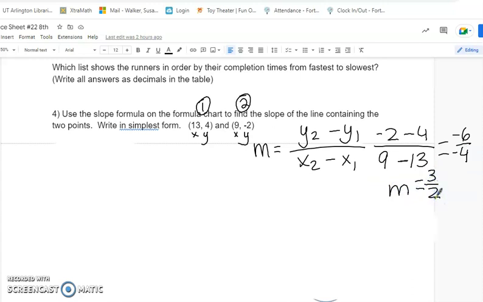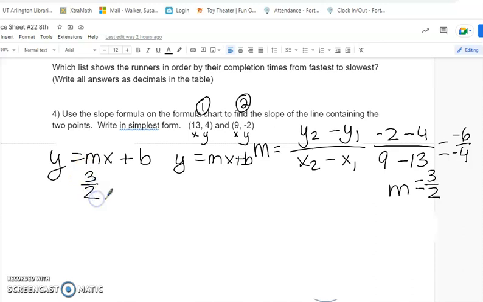Okay? So I'm going to go ahead and write this twice. Y equals mx plus b. Y equals mx plus b. Okay? So what's our slope? 3/2. I'm going to choose a point. I'm going to choose this one. Doesn't matter. I'll use this one. 9, -2. So x is 9, y is -2, plus b.